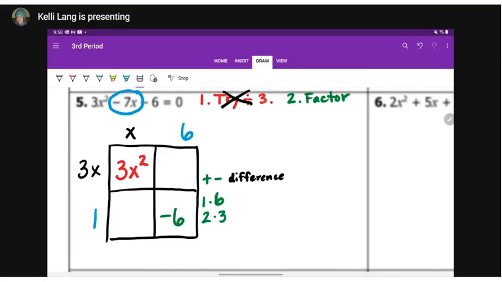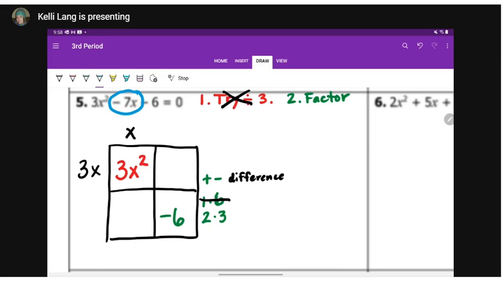So if we rearrange these and put the 6 on the top and the 1 on the left, we end up with an 18x and a 1x. That's way off. The difference between 18 and 1 is 17. All right, so we tried 6 and 1, and we tried 1 and 6. You have to try it both ways. But neither way worked, so we can cross it off. Moving on, let's try 2 and 3.